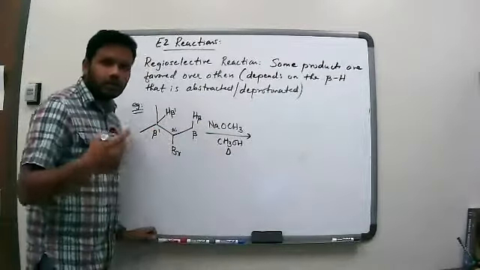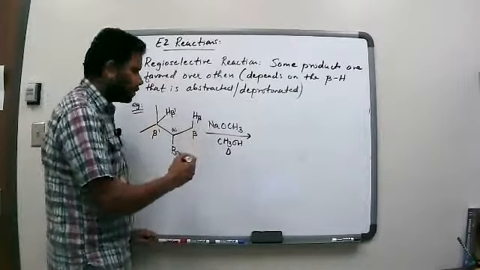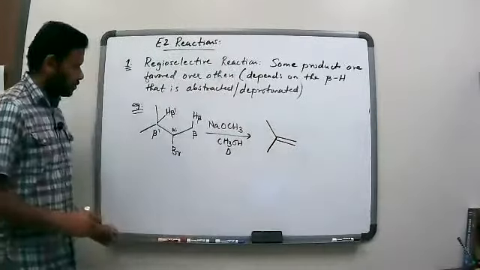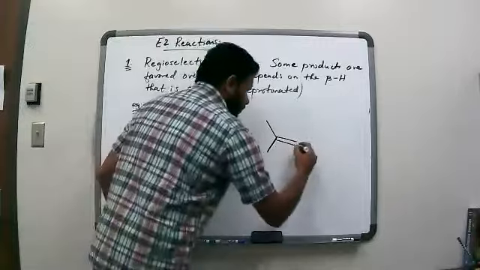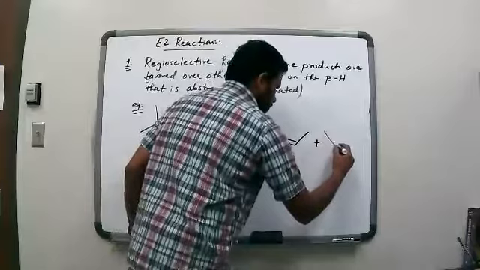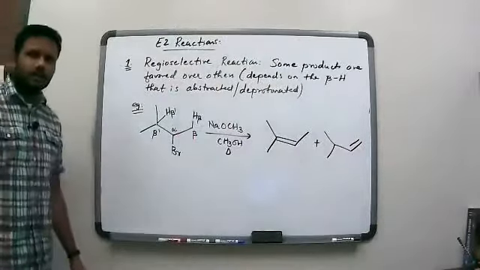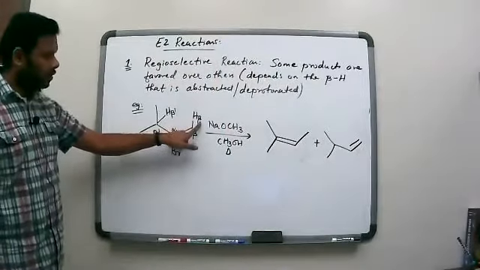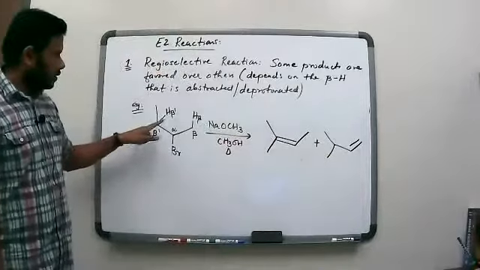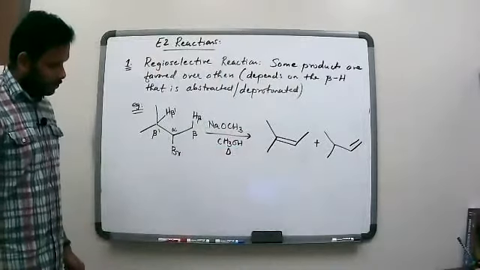So I would encourage you to actually push some arrows and then draw the products. I'm not going to do that here, but the two products that we would expect to get are this plus the other product. From the H beta, we will get that product on the right, and the H beta prime will give us the product on the left, okay? So these are the two products possible.